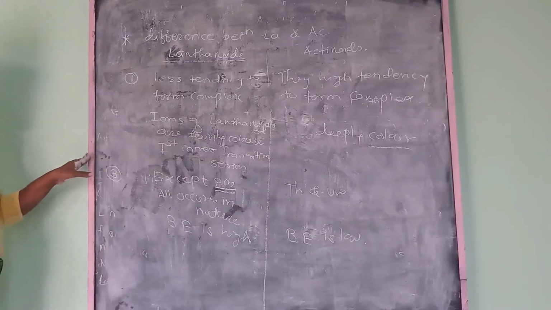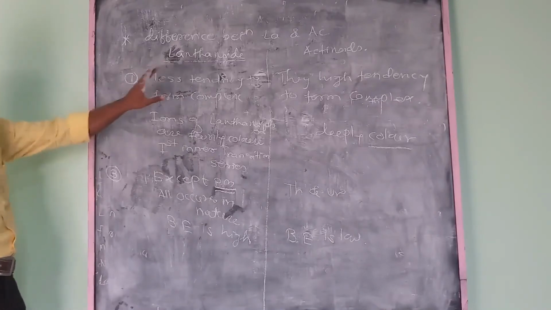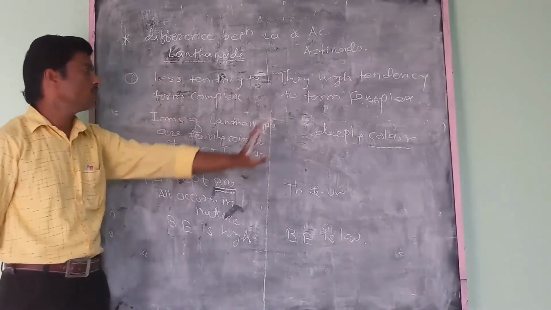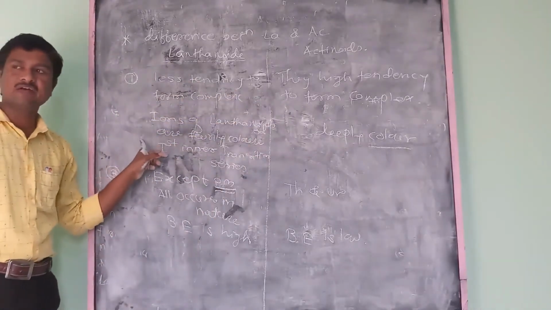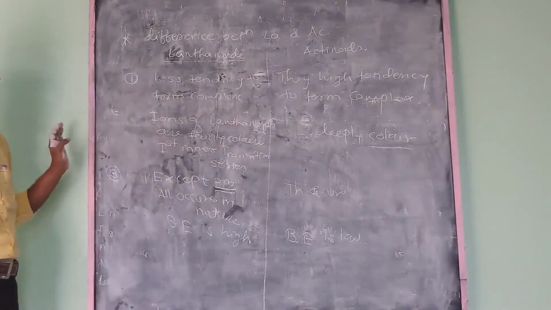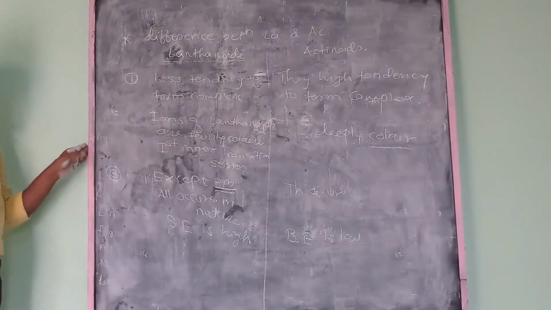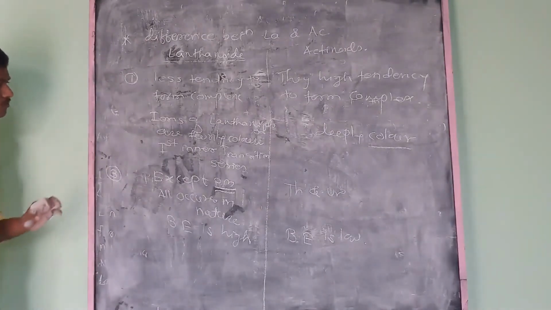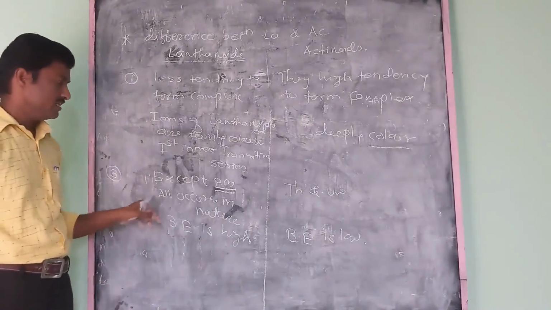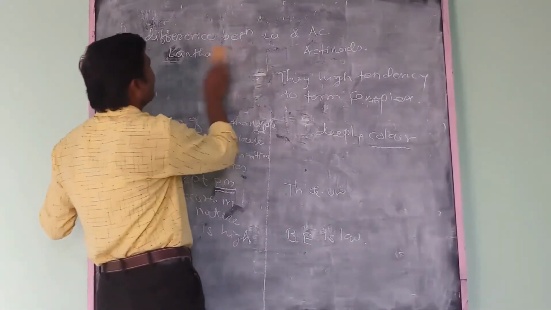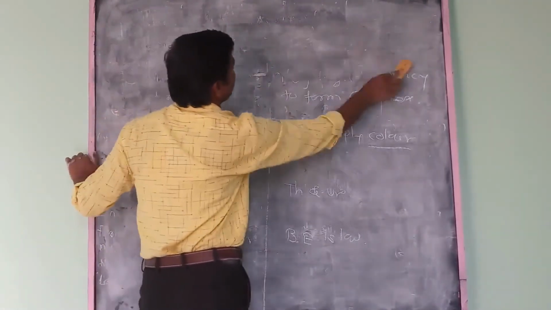One more point: lanthanoids have less tendency to form complex compounds, while actinoids have a high tendency to form complex compounds. Also, ions of lanthanoids are fairly colored, but ions of actinoids are deeply colored. These are some important points. One more point: in lanthanoids only promethium is radioactive, but in actinoids all elements are radioactive. These are some distinguishing points of lanthanoids and actinoids.